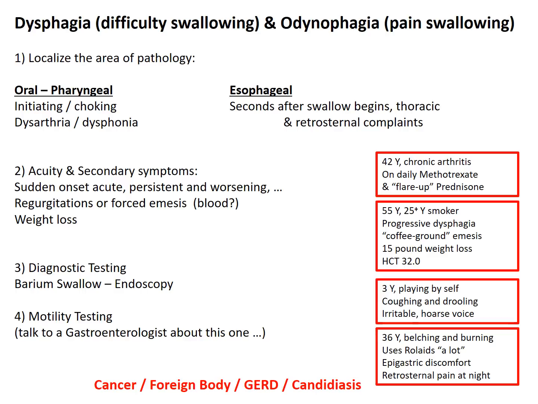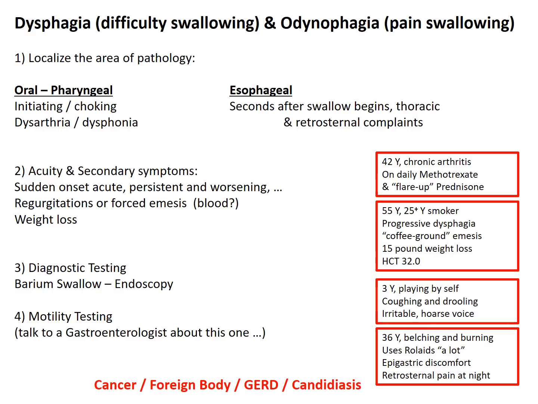Are they losing weight? Some diagnostic testing can be done, which could be a barium swallow, or maybe more importantly, looking directly with an upper endoscopy. And there's some motility testing that can be done. I don't know a whole lot about that, so you'd have to talk to a gastroenterologist in terms of how motility is actually tested in the esophagus to make a diagnosis such as achalasia.